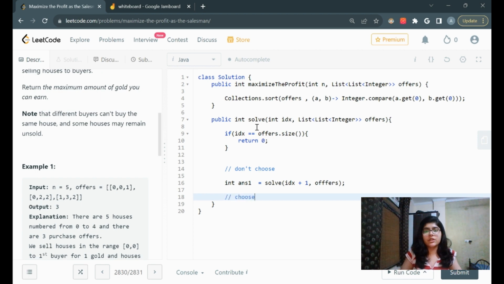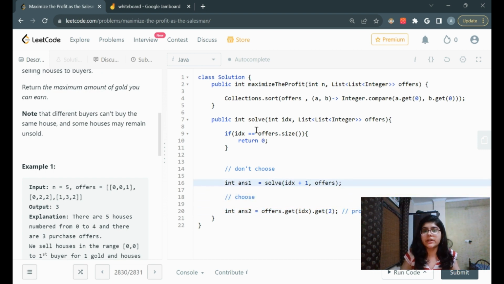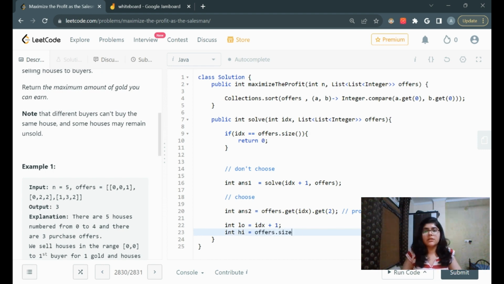Now we have the tricky part, which is the choose point. If I choose this particular point, I know for a fact that I would be getting at least offers.get(index).get(2), the gold as written in the question. I would be getting at least this much profit. Now I need to find the next possible point where the start point does not overlap with my current end point, right?